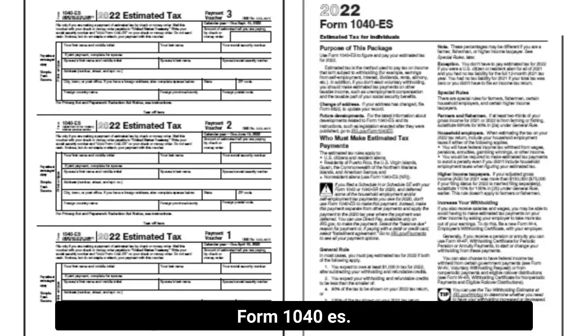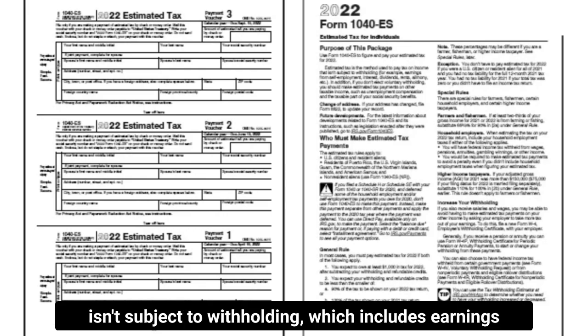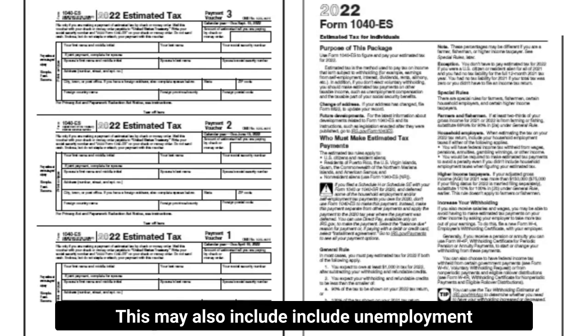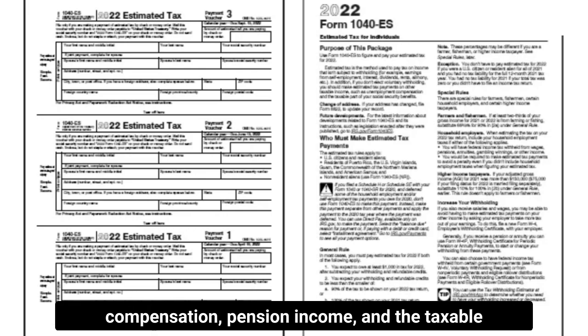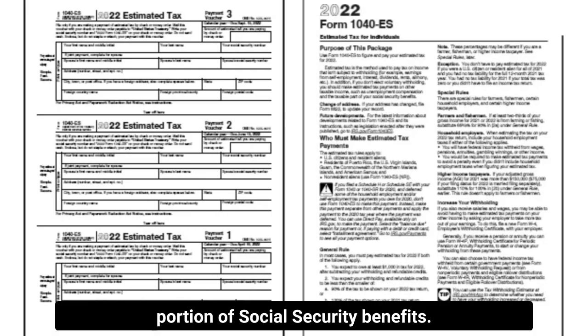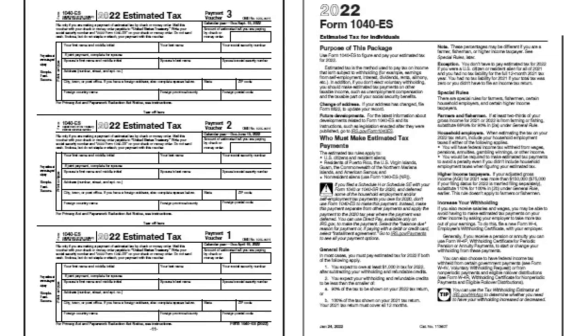Form 1040 ES. This form is used to figure and pay estimated quarterly taxes. The estimated tax applies to income that isn't subject to withholding, which includes earnings from self-employment, interest, dividends, and rents. This may also include unemployment compensation, pension income, and the taxable portion of Social Security benefits.